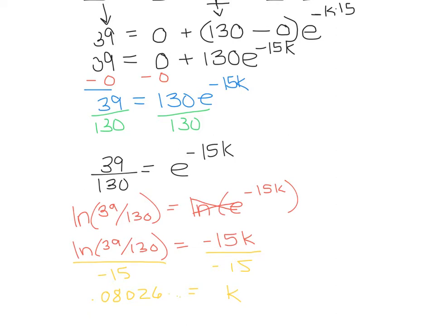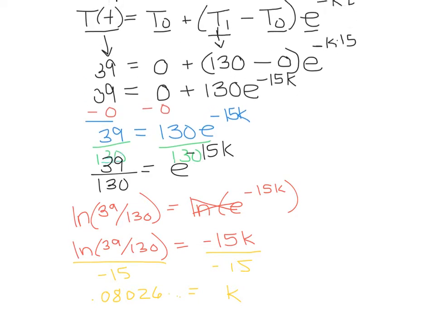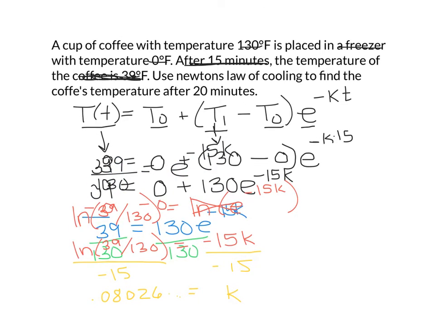Now this is great, but you haven't answered the question. What was the question again? The question was, what's the temperature of the coffee going to be after 20 minutes? So that means you're going to have to start back with your original Newton's law of cooling formula, and use that k value that you just found. So let's start on a fresh page for that.